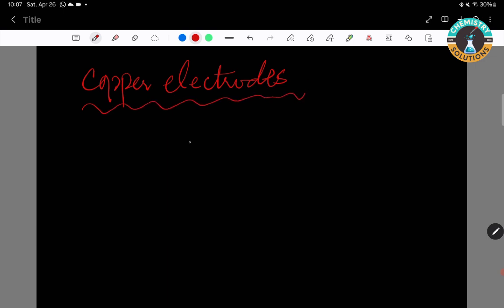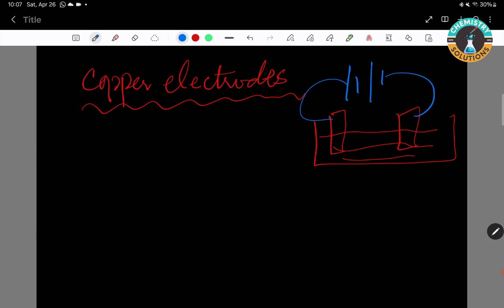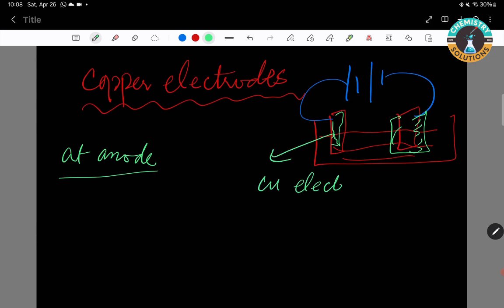But if we have copper electrodes, the copper electrode here is not an inert electrode, so instead of taking electrons from the solution, it will give up its electrons from the metal. The size of this anode will start decreasing and the size of the cathode will start increasing. Why? Because at the anode, the copper electrode will start dissolving. This one is the anode, whereas the other is connected with the negative terminal of the battery. This is again a copper electrode.